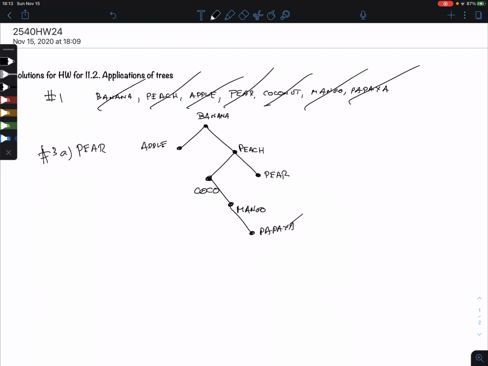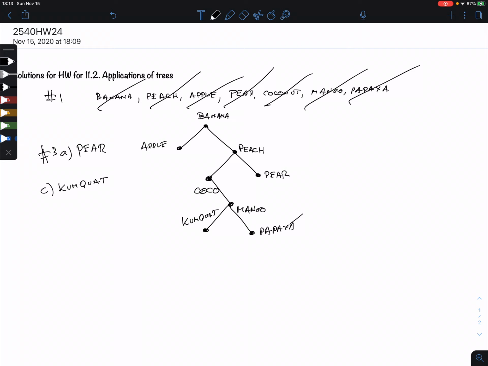Now, what if something is not there? Let's say kumquat. We cannot predict how long it will take before we know that kumquat is not there, so let's see. It is bigger than banana, it is smaller than peach, it is bigger than coconut, it's smaller than mango, and at this point, since there is no left child, I know that kumquat doesn't exist. So after 3 steps, I would know kumquat doesn't exist.